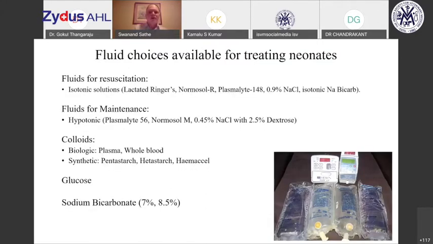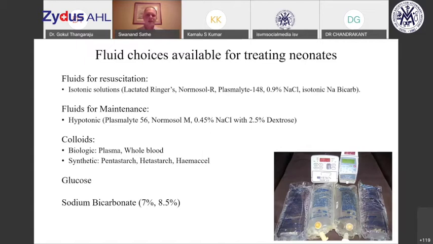All right, so what are the fluids that are available to us for resuscitating these foals? Like I said, when we have a foal that's down with hypovolemia, we tend to use isotonic crystalloid solutions. The ones available on the market are lactated Ringer's or Normosol-R, or a solution we don't get in New Zealand but used to get in the States, called Plasma-Lyte 148. 0.9% sodium chloride only in specific conditions, like I mentioned before, and then isotonic sodium bicarbonate.